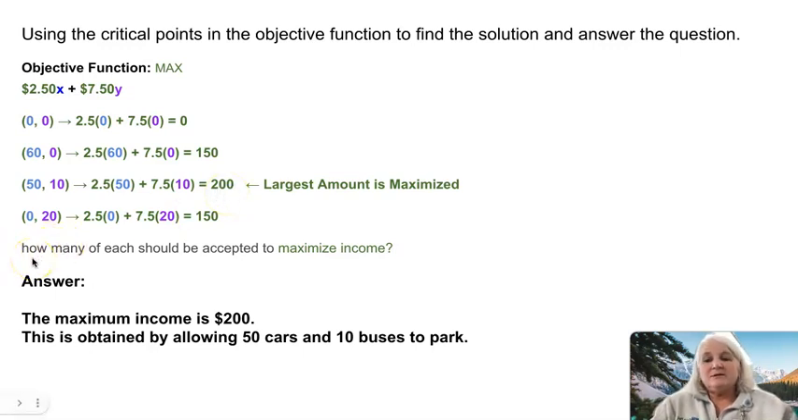So when I'm answering the question, how many of each should be accepted to maximize income, that's how many cars and how many buses. The maximum income is $200. This is obtained by allowing 50 cars and 10 buses to park, because my x was the variable 50 and my y is the variable for 10. And 50 is the cars and 10 is the buses. So that's how 50 cars and 10 buses to park.